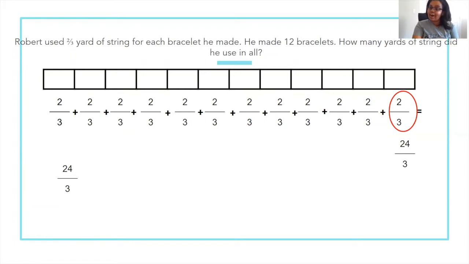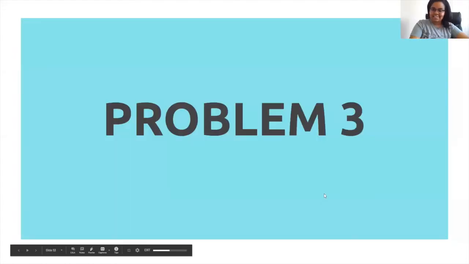Now this can also represent a division statement. And I know that 24/3 means the same thing as 24 divided by 3, which is 8, because I know that 8 times 3 is 24. All right, and in my final answer in a sentence, I could say that Robert used 8 yards of string in all. Let's take a look now at problem 3.